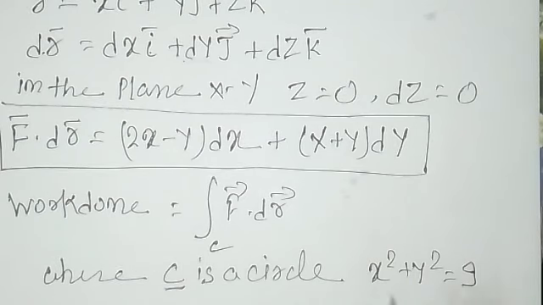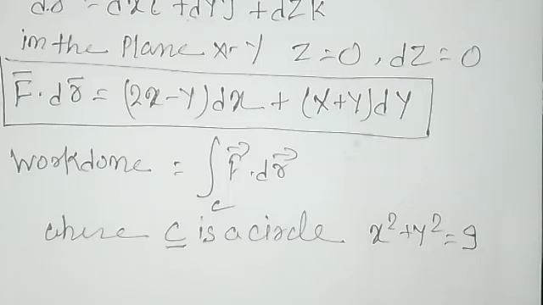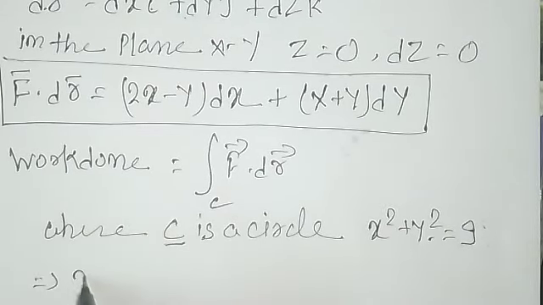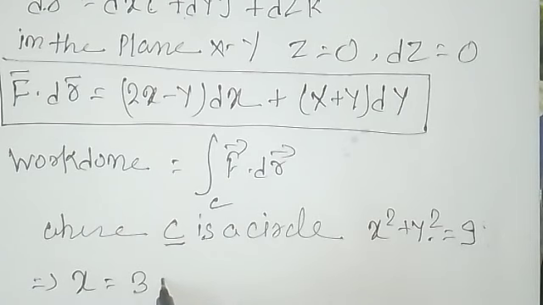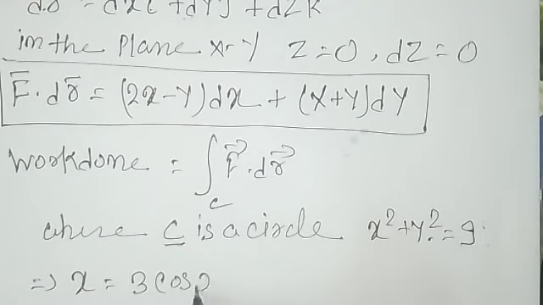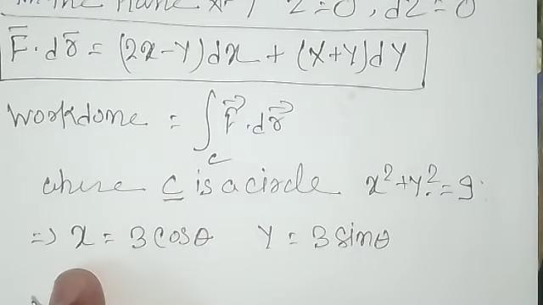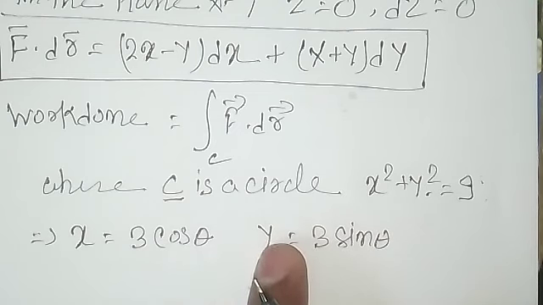Then we have to take x and y values such that it becomes 9. So I'll take x is equal to 3 cos theta, and y is equal to 3 sin theta. Just hold on for a sec. x square is 3 square, that is 9 cos square theta. y square is 9 sin square theta. 9 is common, so sin square plus cos square theta is 1. That is x square plus y square is equal to 9. So that's why we have taken this.